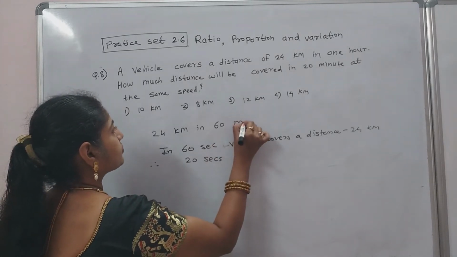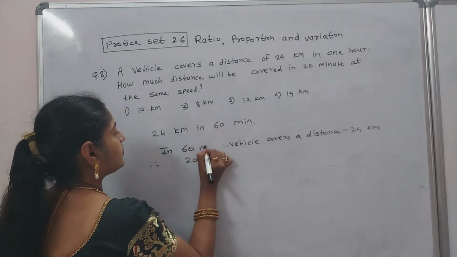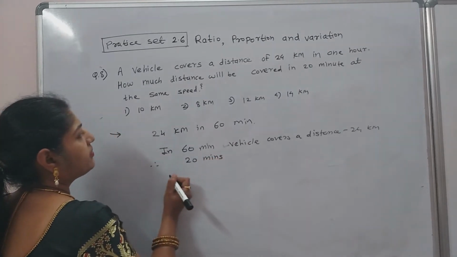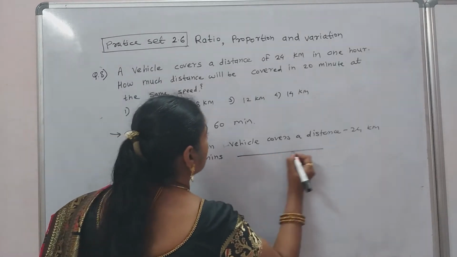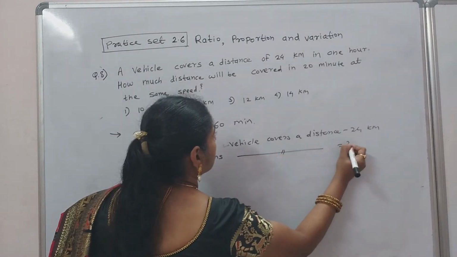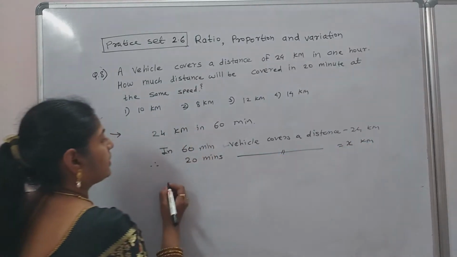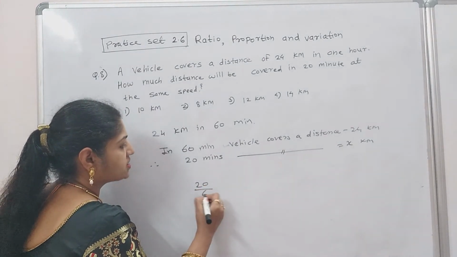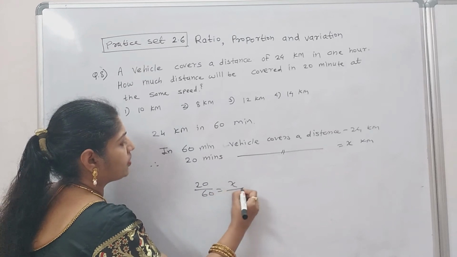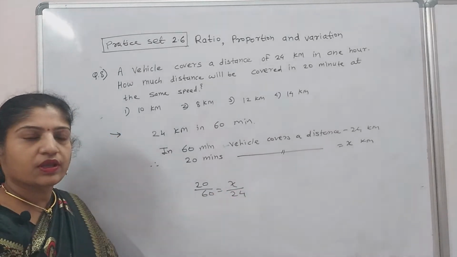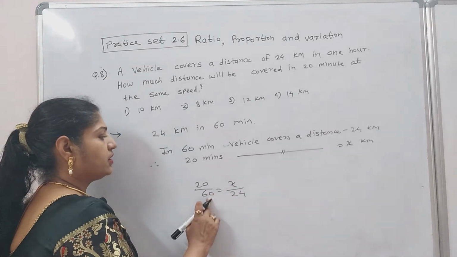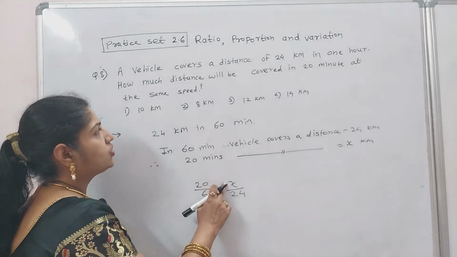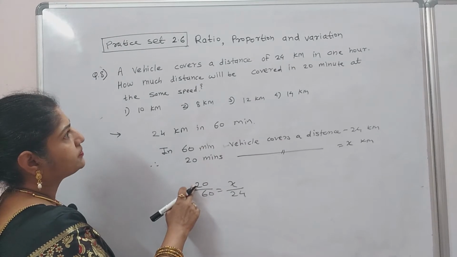So in 20 minutes, the vehicle covers a distance of x km. This is the example of direct variation. So 20 upon 60 equal to x upon 24. 24 km in 60 minutes, x kilometer in 20 minutes.